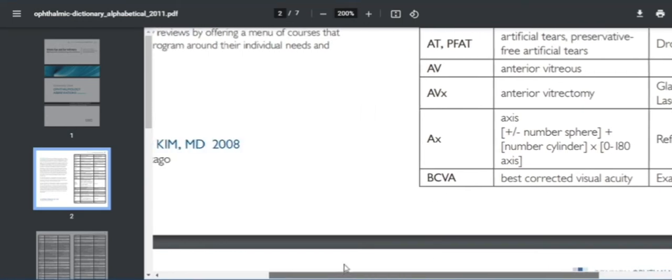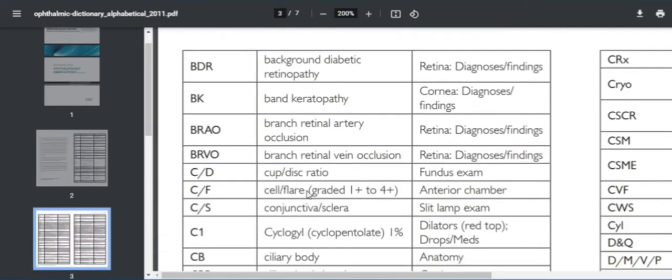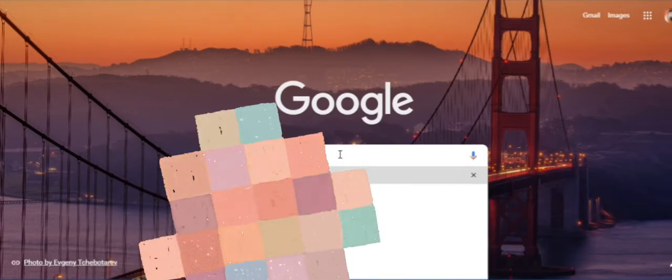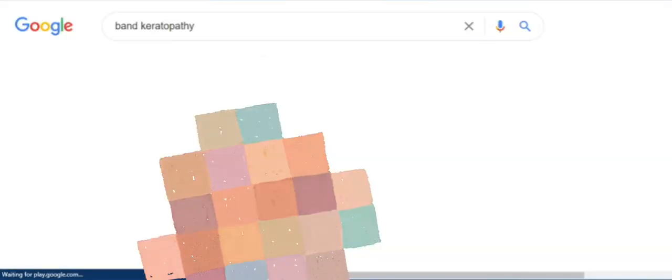Now let's move here. The BDR, what is it? Background diabetic retinopathy. That is also known as NPDR, non-proliferative diabetic retinopathy. That is BDR. BK, that is band keratopathy. So let's see what band keratopathy looks like, so that you can learn easily. Here it is.